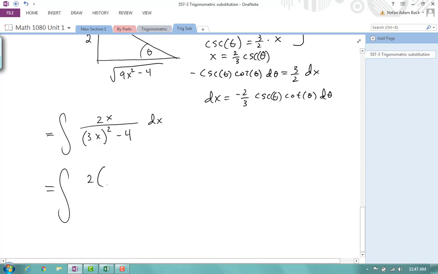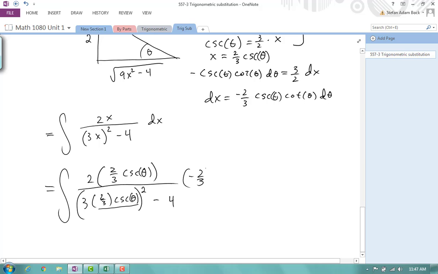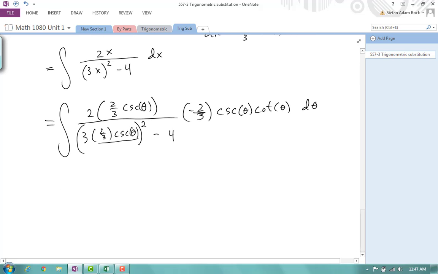2 times x, which is 2/3 cosecant of theta, all over 3 times 2/3 cosecant of theta, all of that squared, so that's my x right there, minus 4. And the dx is negative 2/3 cosecant theta cotangent theta d theta, which looks totally awful, I know.